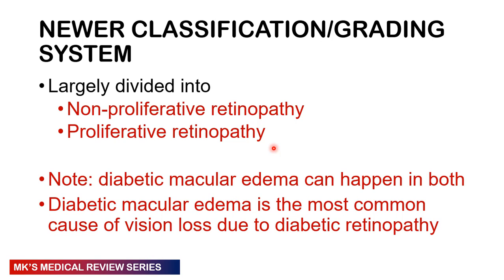So this is the newer classification. What I was giving you before is a previous classification. This is the newer classification. It's just divided into two groups: non-proliferative retinopathy and proliferative retinopathy. In either one of the cases, you may have diabetic macular edema. And remember that diabetic macular edema is actually the most common cause of vision loss due to diabetic retinopathy.